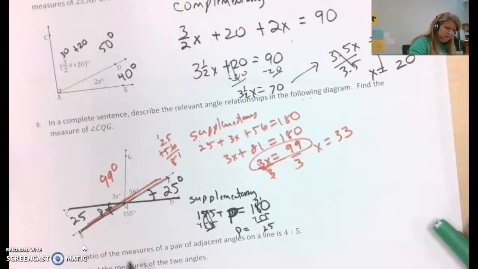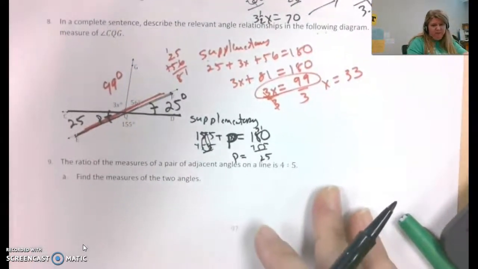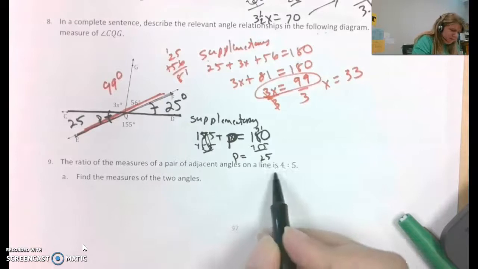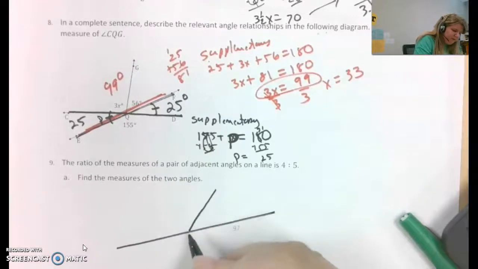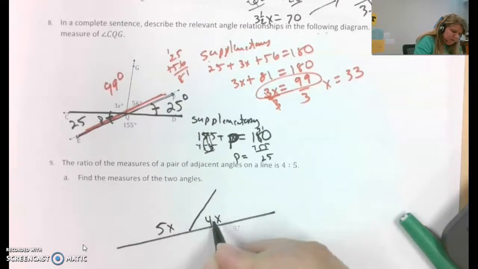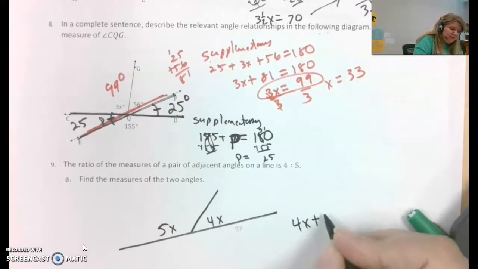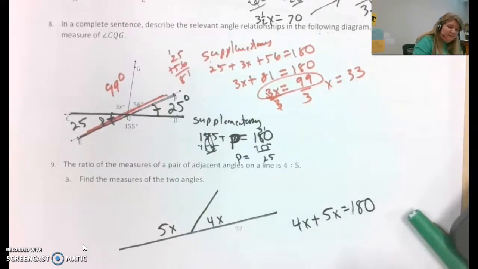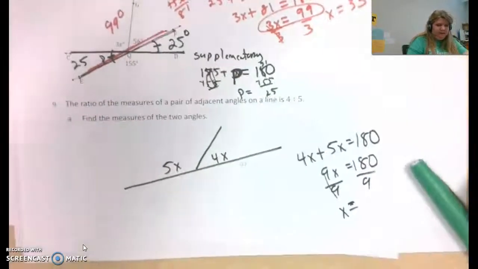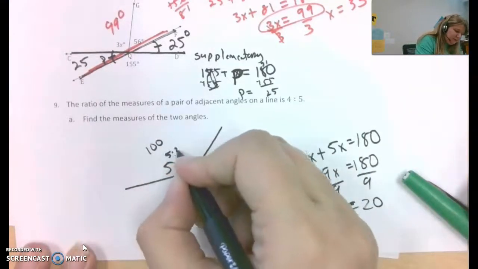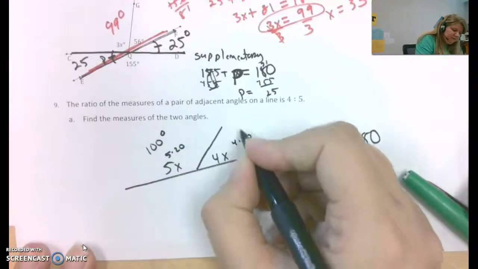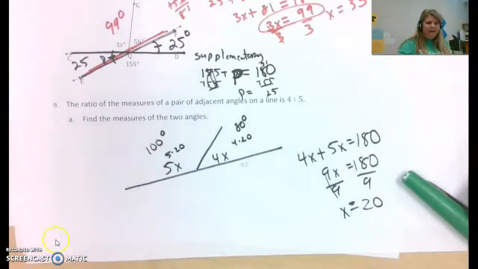The next one, the ratio 4 to 5, they're adjacent, which means they're next to each other, they're on a line. So this one's a little larger. 4 to 5. 4x plus 5x is 180. 9x is 180. Divide by 9. X is 20. So this would be 100 because 5 times 20 is 100. And 4 times 20 is 80. Together, 180.